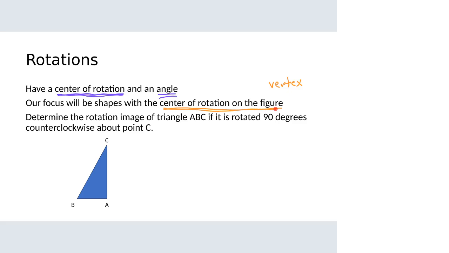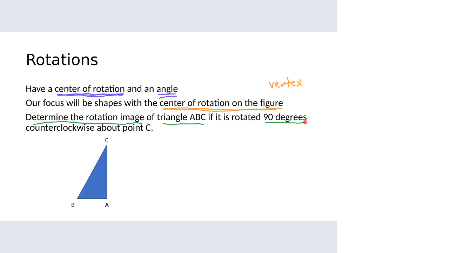Determine the rotation image of triangle ABC if it is rotated 90 degrees counterclockwise about point C. Okay, there's a lot of language in there. Rotations are a little more complex than translations and reflections. So let's make sure we understand this language. Determine the rotation image is sort of a fancy way of saying, rotate this thing. What thing? Triangle ABC. Okay, I'm going to rotate triangle ABC. And how am I going to rotate it? I'm going to rotate it 90 degrees.